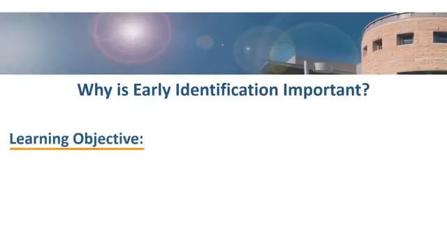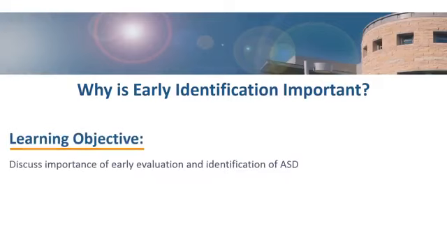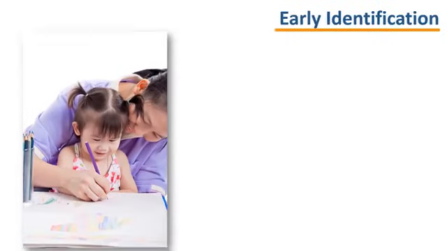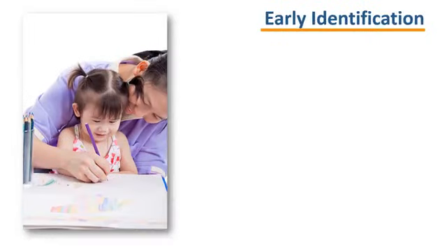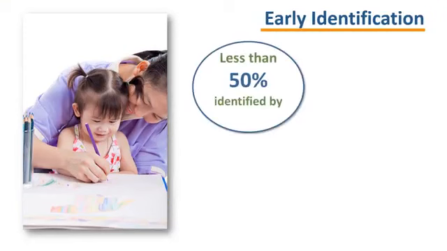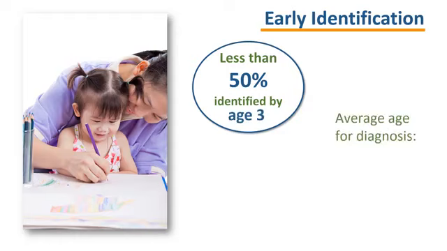In this lesson, we will be discussing the importance of early evaluation and identification of autism spectrum disorders. As indicated in the previous lesson, less than half of children identified with an autism spectrum disorder are being evaluated for developmental concerns by the time they reach age 3. Presently, the average age of diagnosis for an autism spectrum disorder is 4 years of age.